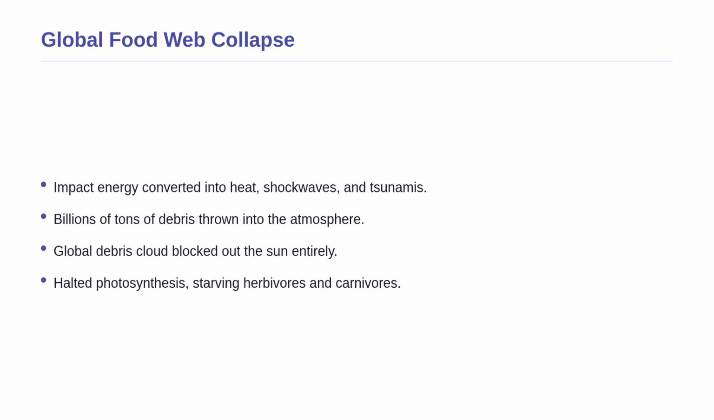Without sunlight, photosynthesis ground to a halt. The plants and phytoplankton died off first. Without plants, the herbivores starved. And without herbivores, the carnivores had nothing left to eat. This caused a rapid, severe collapse of complex food webs across the entire planet.